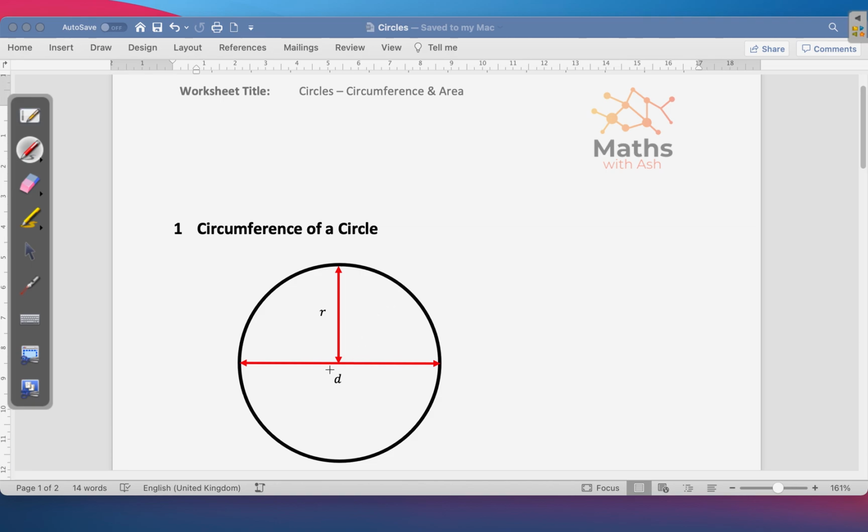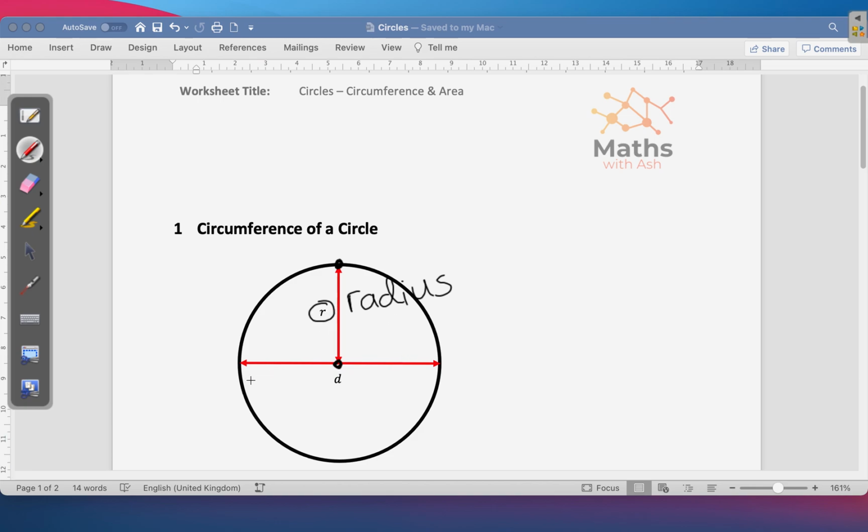Okay, so whenever we have a line that connects the centre of a circle to the external face of a circle, this line is called the radius. Okay, so this one is called the radius, and we typically label it as r. That's just a shorter way of writing radius.